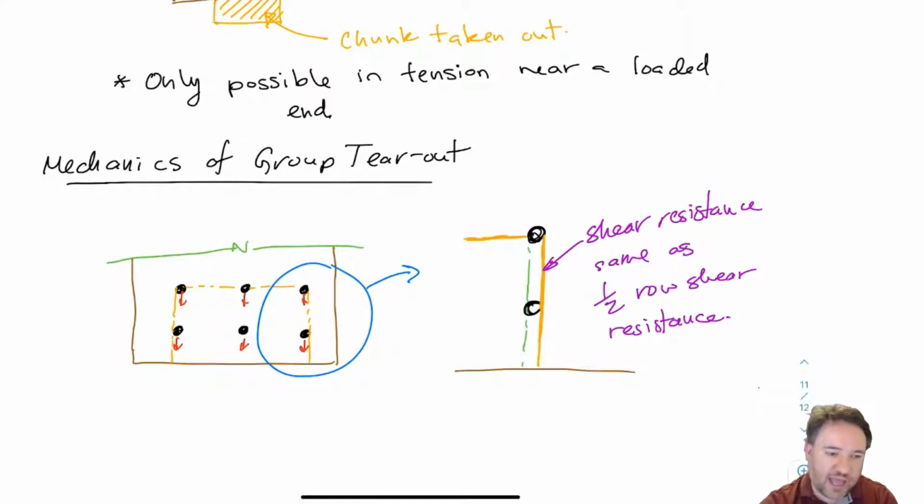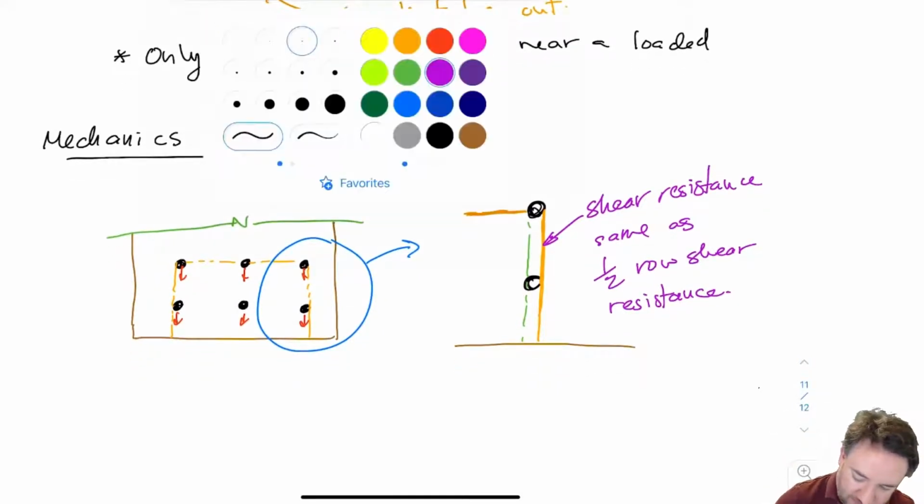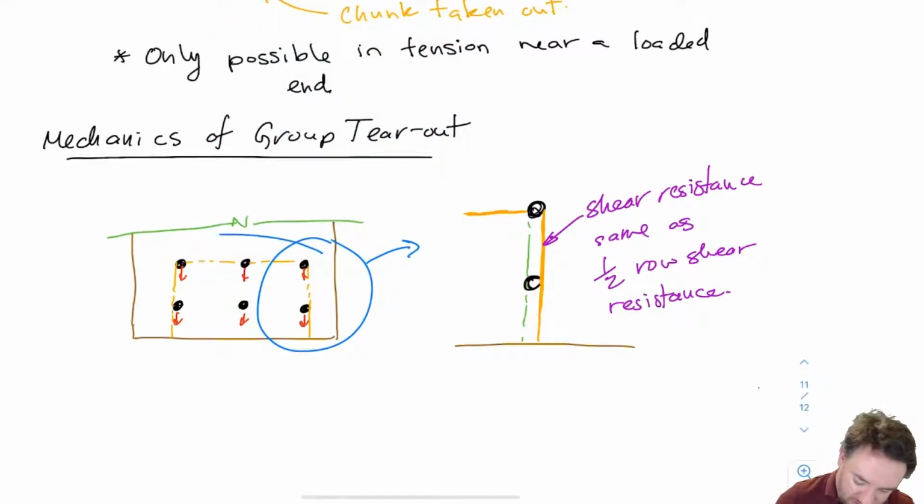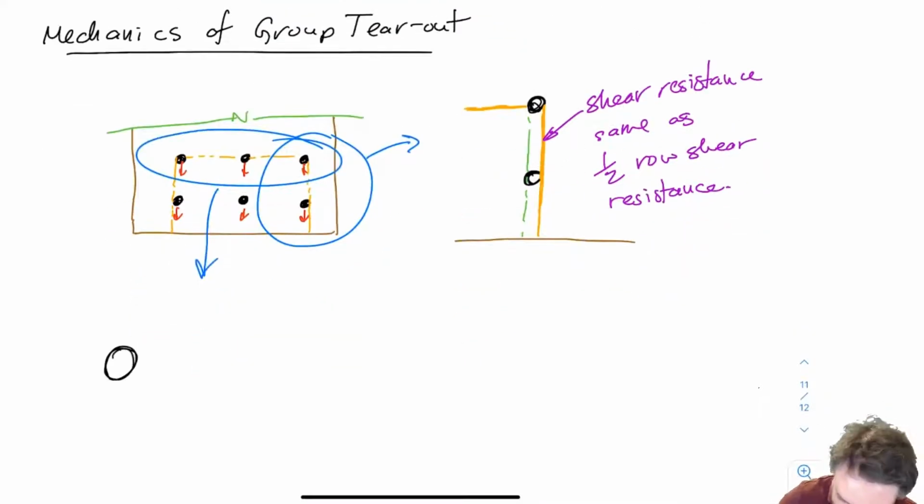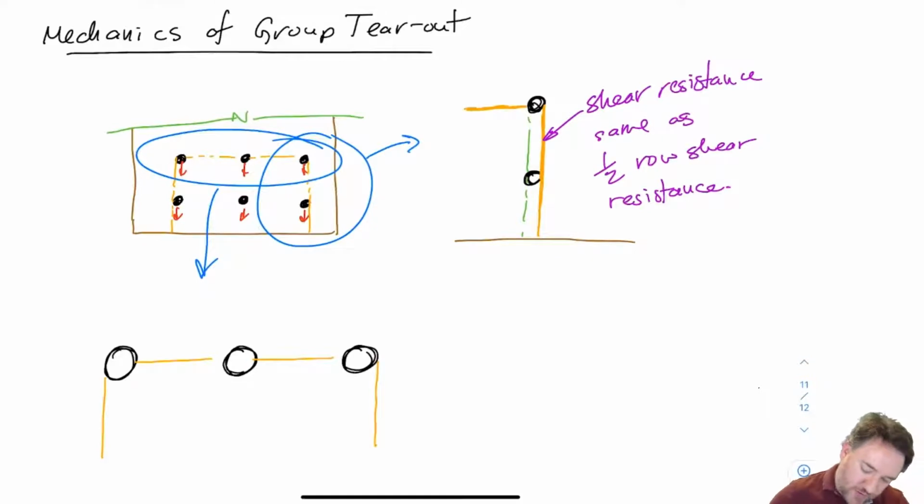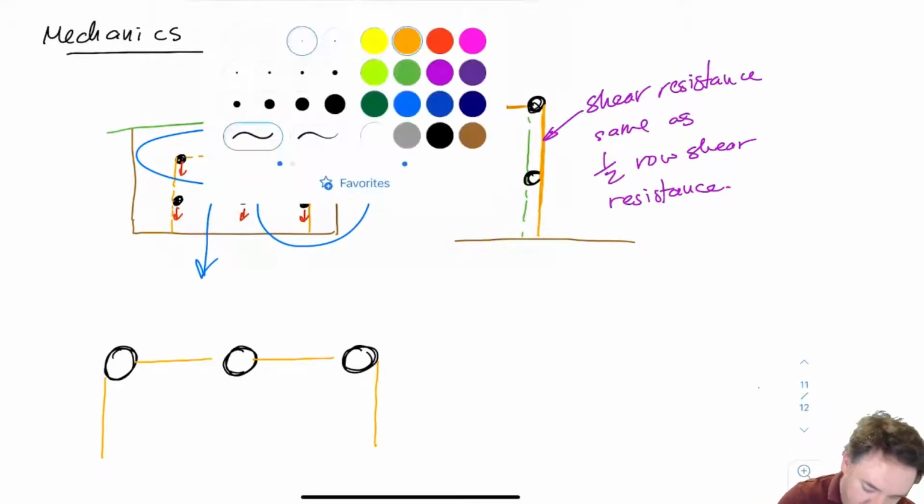So we already have a calculation method to find the row shear resistance. So if I take half of that, then I'm going to have basically the shear resistance of just that one-sided shear plane. Okay, what if I look at this bit now? Okay, so the side shear planes we just talked about. What about this bit that's in the middle?